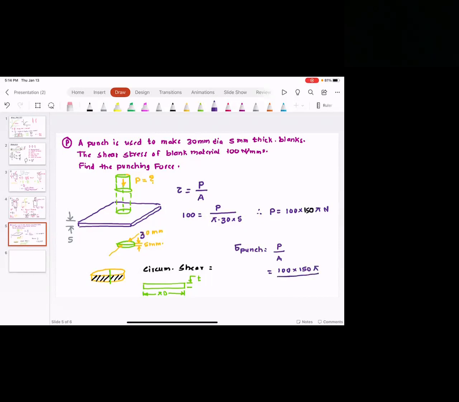Please note, if we want the blank to be 30 millimeter, the punch has to be 30 millimeter. You cannot use a punch of 40 millimeter to create a blank of 30 millimeter. So basically, you would have area, which is pi by 4 times 30 squared, Newton per millimeter square. Everyone understood this problem? A similar problem is in your homework 1, so that should help.